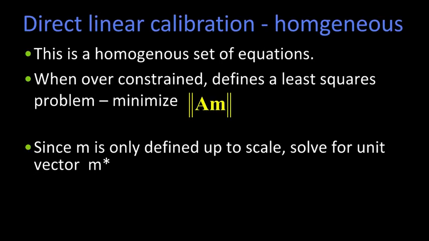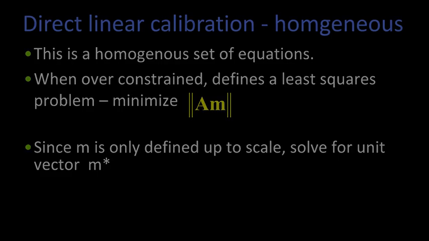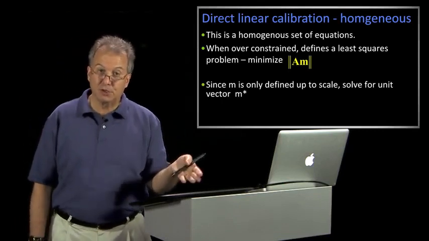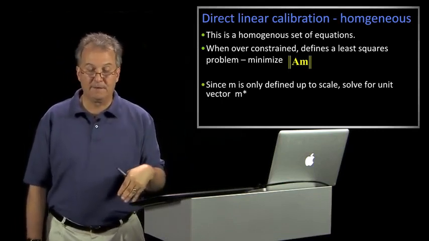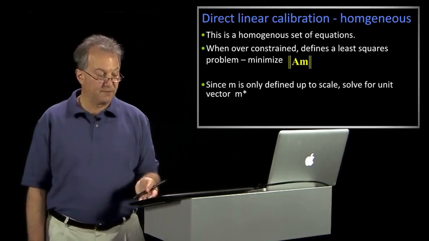So since it's defined only up to a scale, let's just assume it's going to be a unit vector. Okay, so its magnitude is going to be length 1. And the question is, what's the best unit vector m to minimize the magnitude of Am? I'm going to tell you the solution here, and then I'm going to show you that it's the solution. And some of you will have seen this before, and some of you won't.